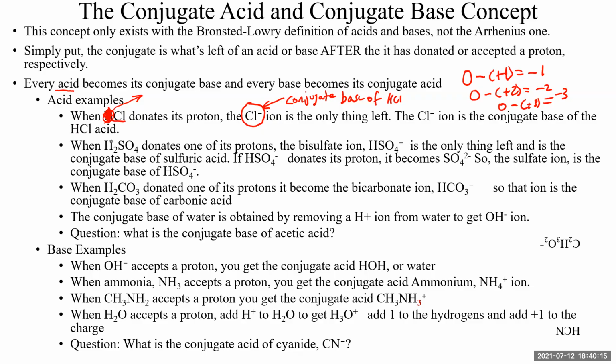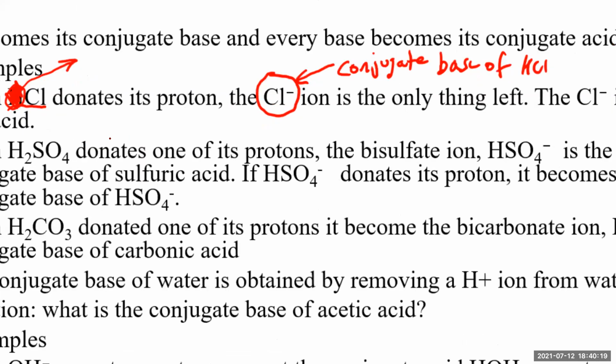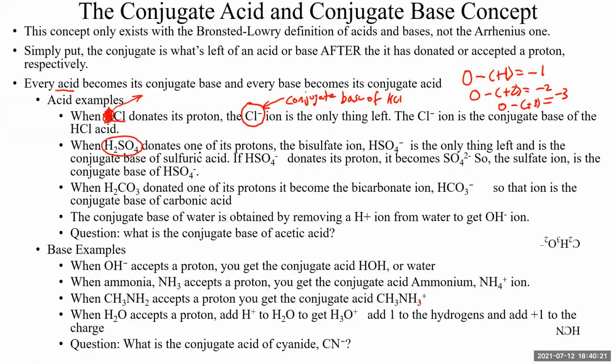Let's take another example, sulfuric acid. Sulfuric acid, H2SO4, donates one of its protons. Remember, the first deprotonation is strong for a strong acid. Sulfuric acid, of course, is a strong acid. Its first deprotonation is strong. The second deprotonation is weak, and much weaker, therefore, because it's hard to remove a positive charge from a negatively charged ion. So we're only focusing on the first deprotonation.